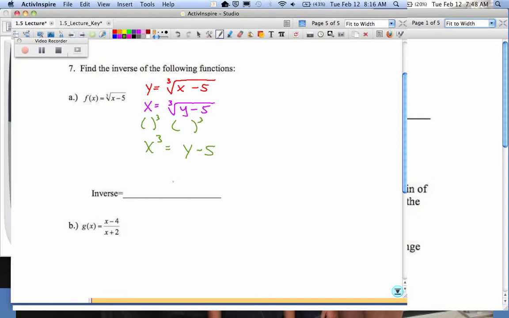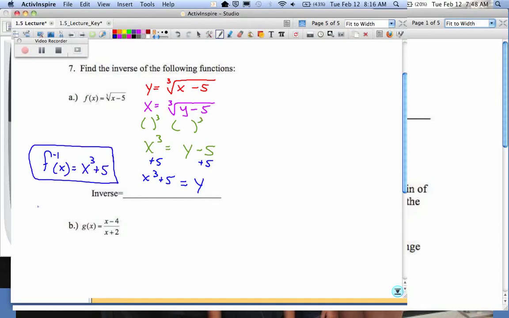It's the last step. Add 5 on both sides. And so I end up with y equals x cubed plus 5, which if I was going to write it in inverse notation, f inverse of x equals x cubed plus 5. Now on the exam, there are ways for you guys to test that. You could plug in some numbers and make sure it all flip-flops.